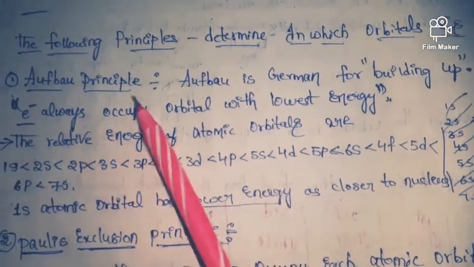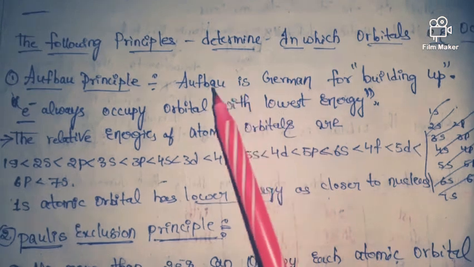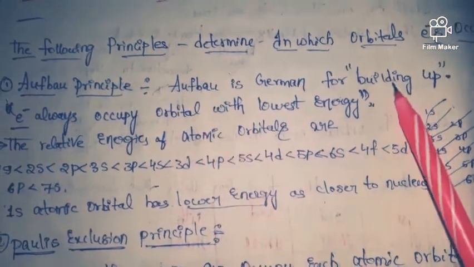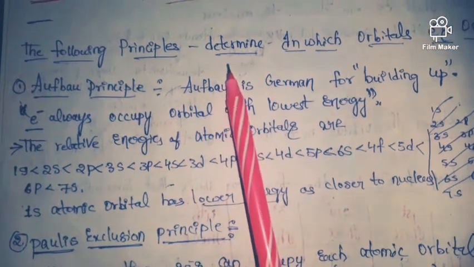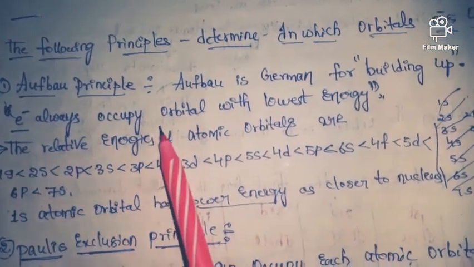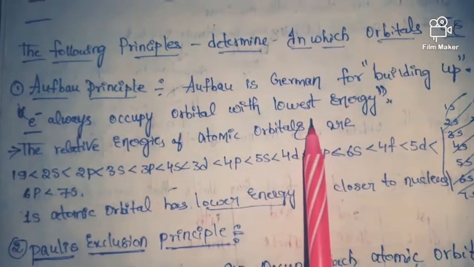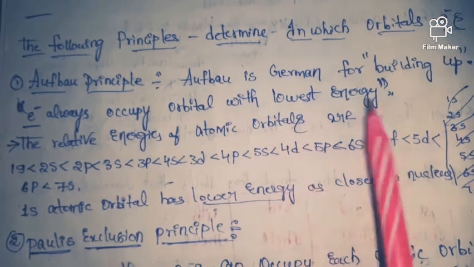First, the Aufbau principle. Aufbau is a German word, and the meaning of Aufbau is build up or building up. According to this principle, the statement is: electrons always occupy the orbital with the lowest energy.